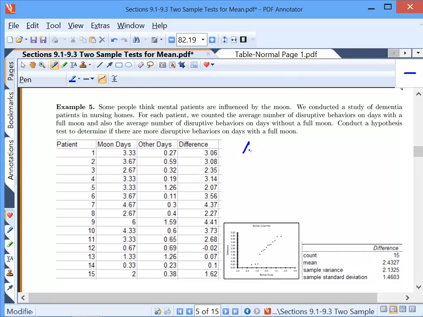So we want to know, is the mean for the moon greater than or less than the mean for other? Greater than. So that's what we're looking for. Okay. Now look at the difference. I did give you a table here. So which way did they subtract it? Let's see, so it must have been moon minus others.